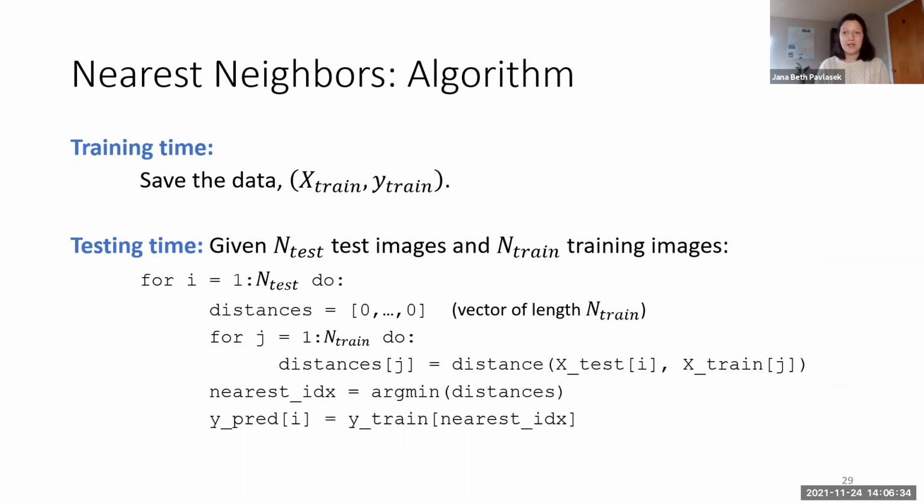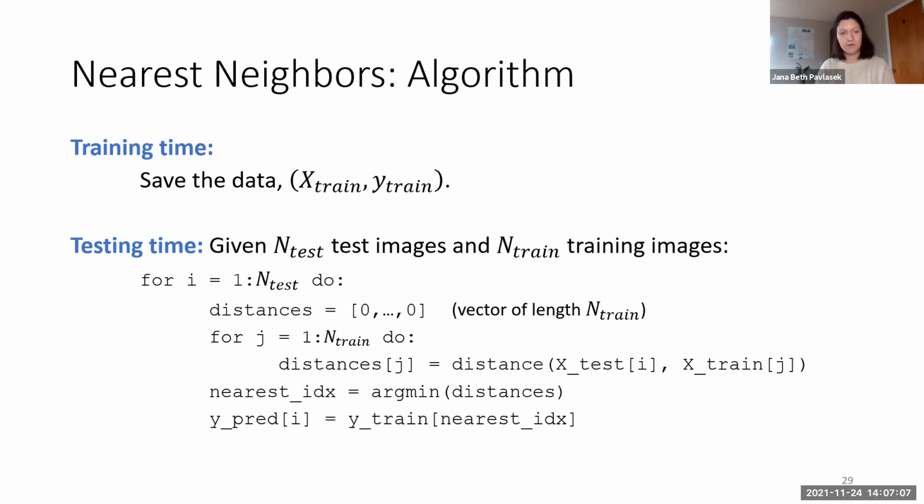So let's write this out in pseudocode, our algorithm for a machine learning classifier. At training time, all we are going to do is save our data, our X train and our Y train. We just need to save it. We're not doing any model fitting or anything at training time. So super fast training time. And then at testing time, when we give a new image and ask what the label of this image should be, we're going to do the following.